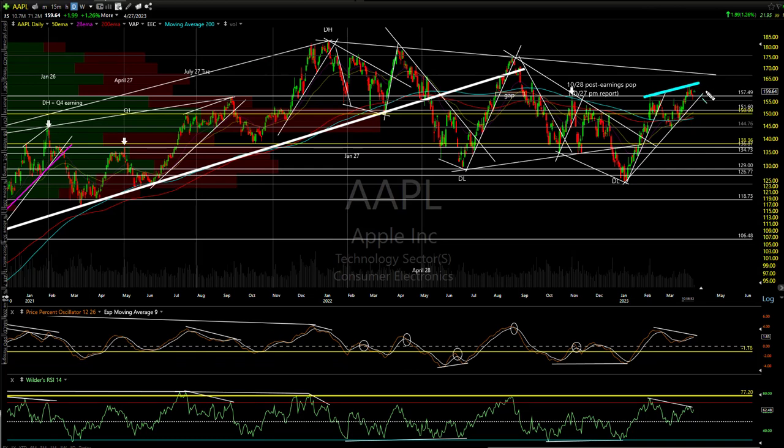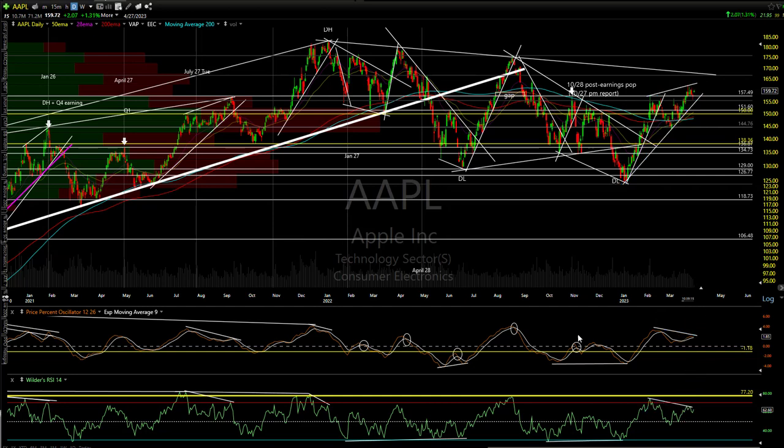And if we don't close red, it still doesn't change anything unless we go a lot higher. We're still in that intermediate or near-term downtrend. But look at this. That is just a beautiful bearish rising wedge pattern in Apple. And let me show you a few other things here.